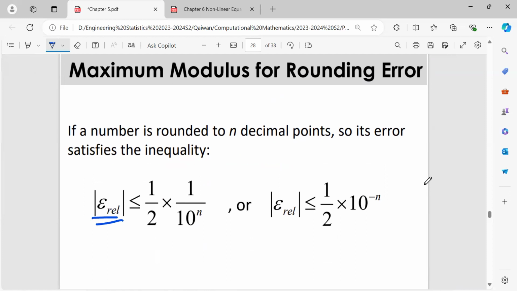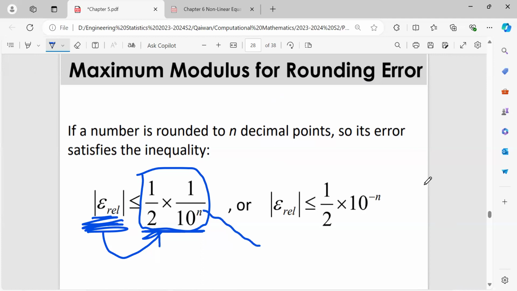This is the absolute relative error. The maximum absolute relative error is a half times 1/10 to the power n. This is the maximum relative error. So if the relative error is less than that value, it is a good approximation. If the absolute value of the relative error is less than or equal to a half times 1/10 to the power n, where n is the number of decimals that we rounded the number to, it is a good approximation. If it's not, it's not a good approximation.